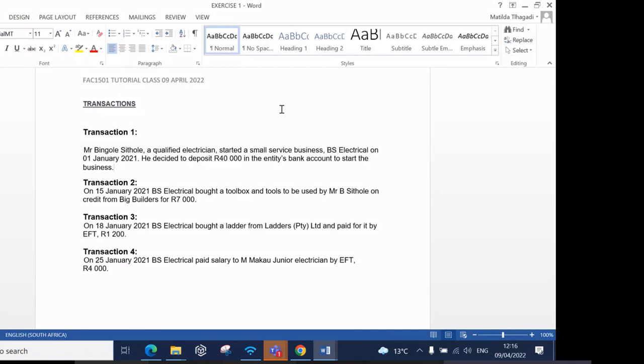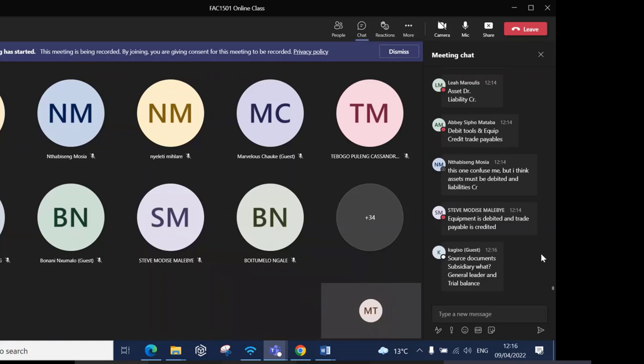Let me just ask this. Kagiso is saying source documents, subsidiary journals, general ledger, trial balance. Basically, Kagiso, I'm giving you an overview of the accounting process. When you do your transactions, this is the sequence you'll follow. Let's look at the first transaction.